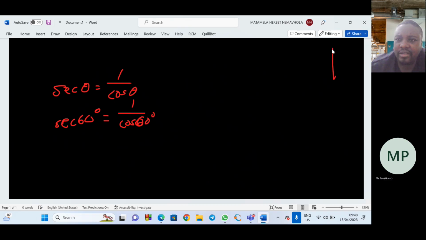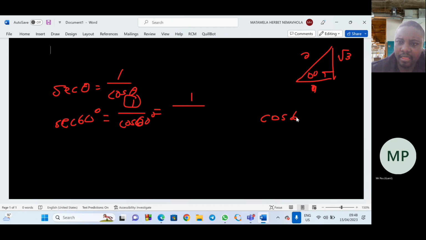So now, based on the special angles triangle, cos 60 is going to be: 1 here, 2 there, and square root of 3. Cos 60 is adjacent over hypotenuse, 1 over 2. Then instead, we're going to write this 1 first. Cos 60, we know that cos 60 equals what? 1 over 2. Then where there is cos 60 here, we're going to substitute with 1 over 2. Then I will write 1 over 2.